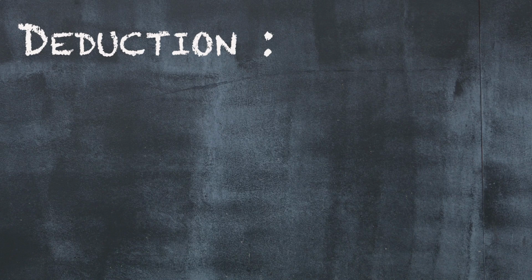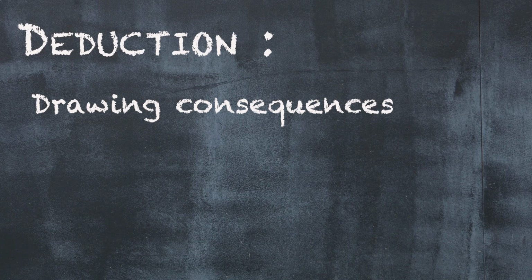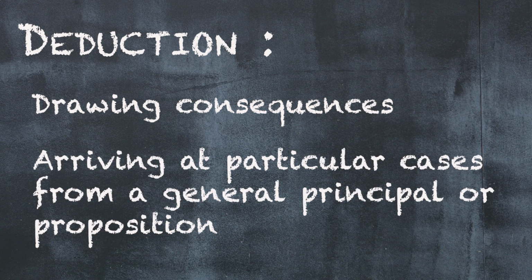Logic is mainly a mixture of two types of reasoning: deduction and induction. This first part will be devoted to deduction. It consists of drawing consequences. In other words, arriving at particular cases from a general principle or proposition. Let us consider some examples.